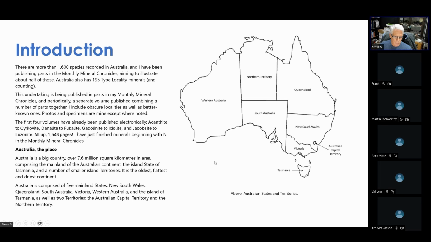Now, Australia itself is quite a big place. I've seen maps that overlay it on the US and Europe, and if you see those, you'll see just how big it is. But it still comes down to having minerals in very small areas in some instances.